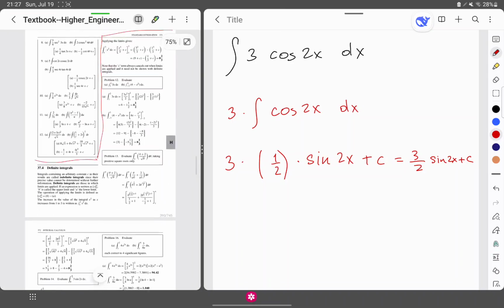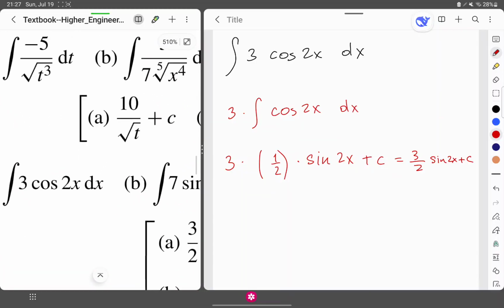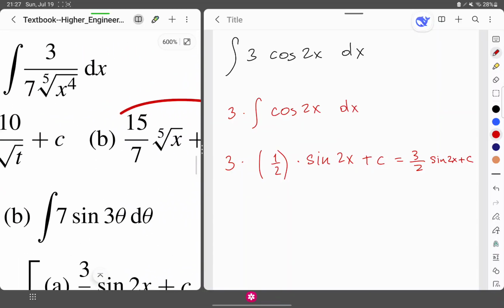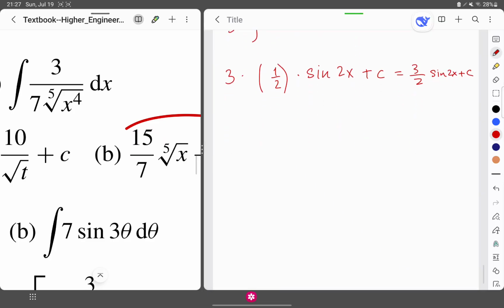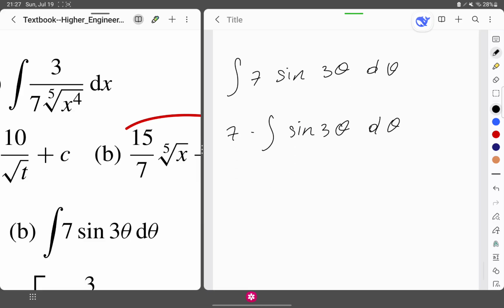Where I was, here. Yeah, I was there. And 7 sine 3 theta d theta. 7 times the integral of sine 3 theta d theta.